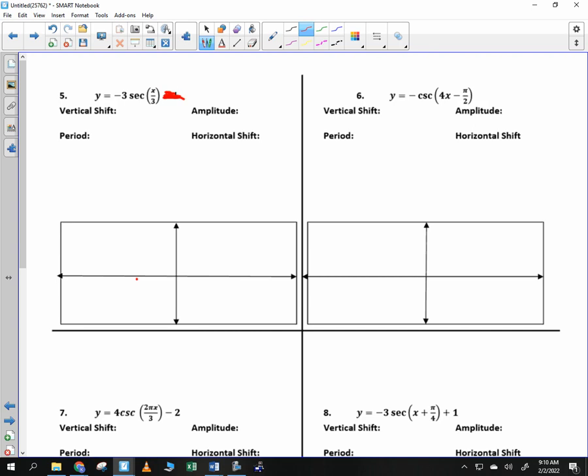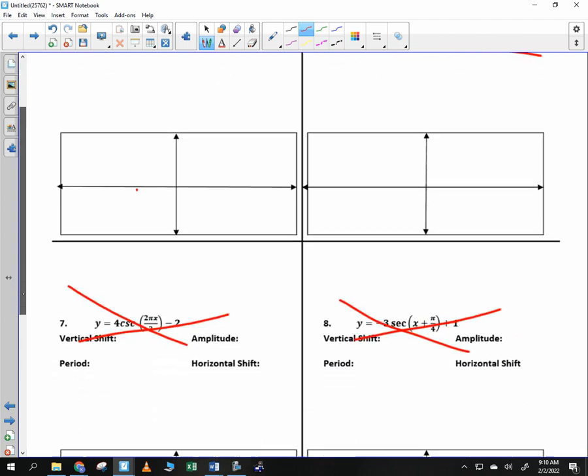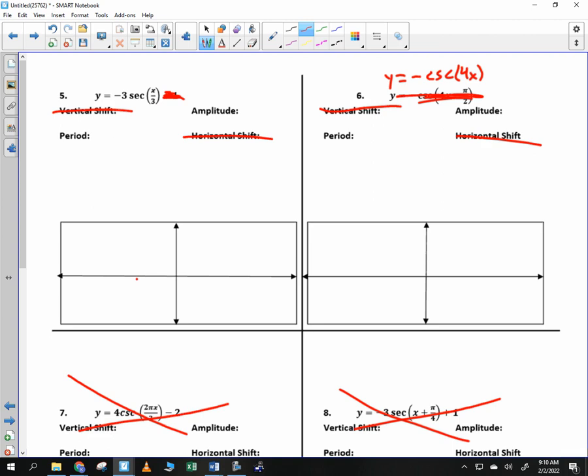This one, just get rid of the 1, no vertical shift or horizontal shift. And this one, y is equal to negative cosecant of 4x. No vertical shift, no horizontal shift. So I'll make that change for next year's class. Still figuring things out. And you don't have to do 7 or 8. So just 6 problems. We'll keep it straightforward and simple. I'm proud of you. That's your last assignment for this unit.